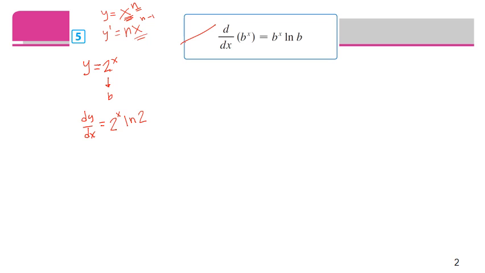How about the rule on e. Y is equals to e to the x, and so y prime is equals to e to the x also. The answer is, again, it doesn't apply because in the first place 2 is not e.